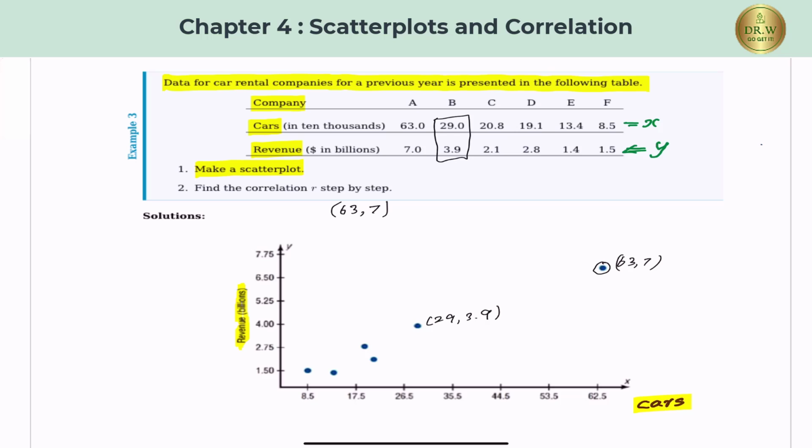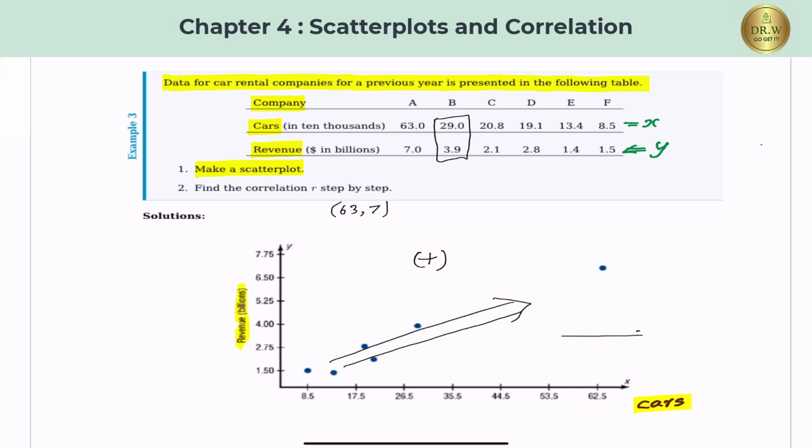Similarly, you can complete this scatter plot. Once you complete this scatter plot, you can see the direction. What is the direction here? This data is spread in this direction. So this has a positive relationship. This is in a positive direction. What does positive mean? When x increases, y also increases.